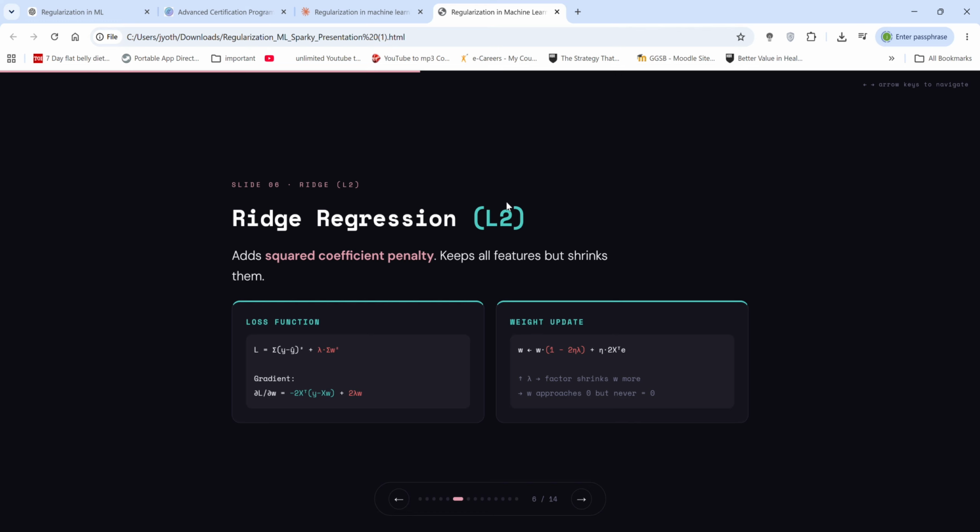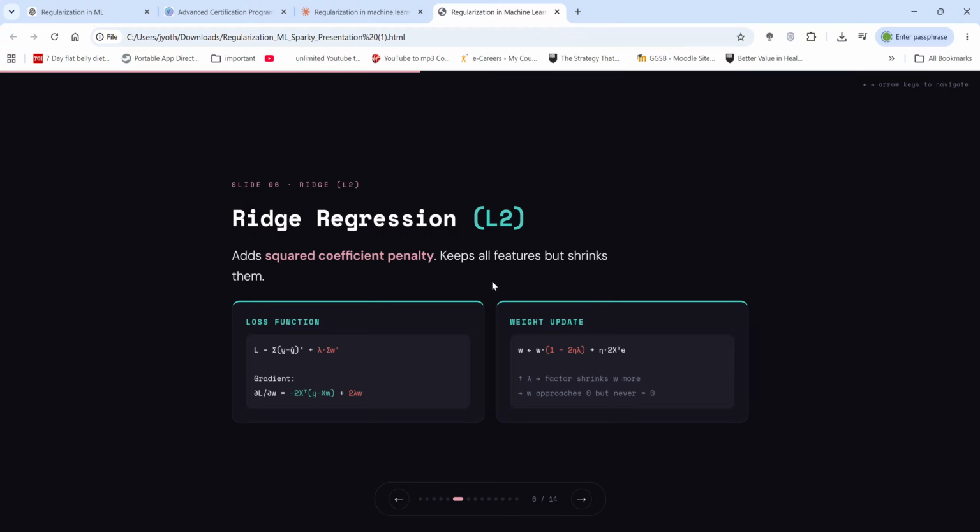All the features are kept, but their coefficients are reduced. For example, as we said in the previous example, without regularization the coefficient is 3, and with regularization we have coefficient 1.5. That means a 1 unit change in x now causes only a 1.5 unit change in y. So instead of 3, the feature influence is reduced to 1.5. Therefore it is less overfitting. The advantage of ridge is that it reduces overfitting and handles multicollinearity well.